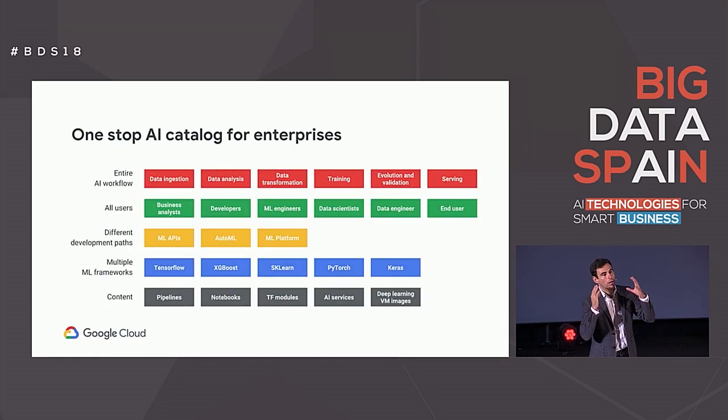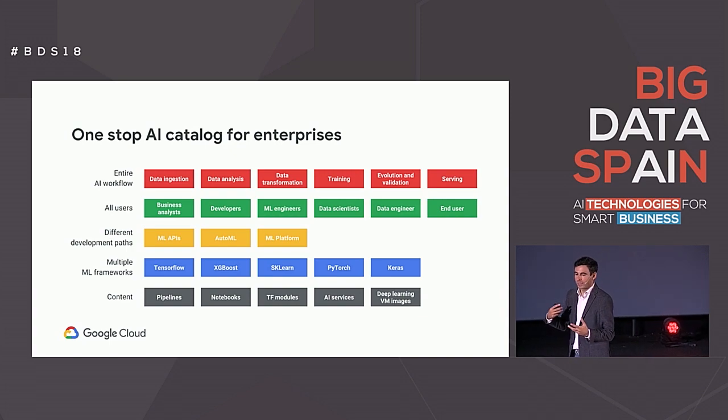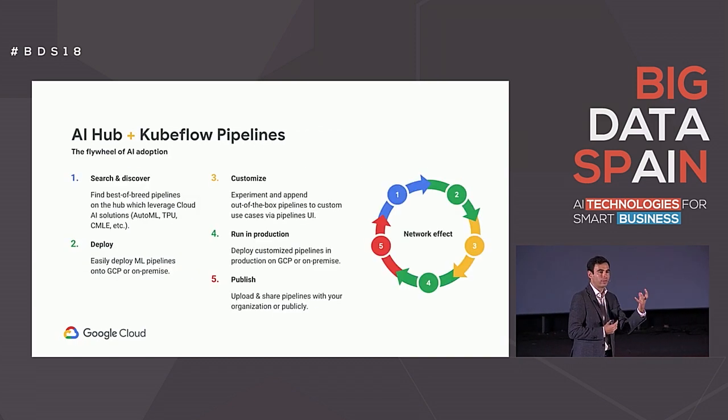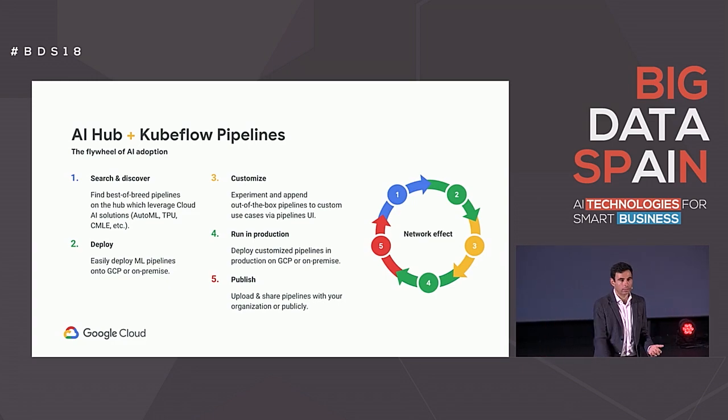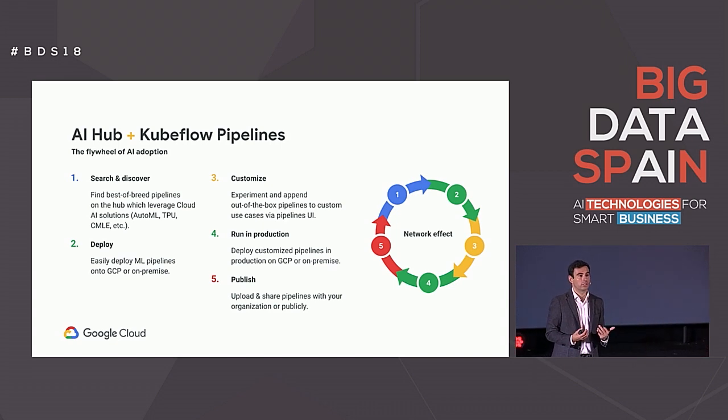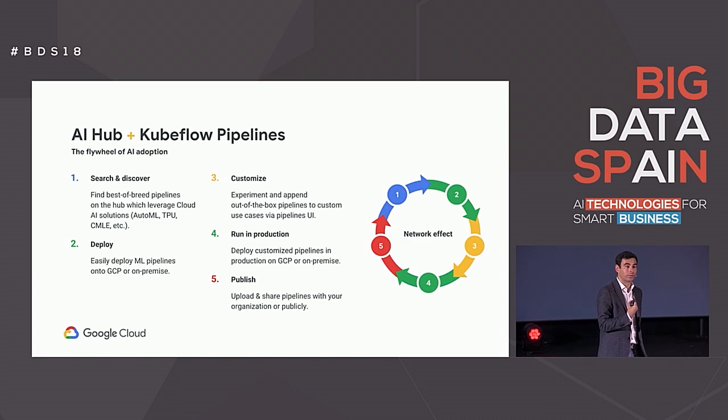That's the magic of offering a one-stop AI catalog for enterprises so they can work with the type of content that they're looking for, either pipelines or notebooks or TensorFlow modules or services for deep learning or whatever. Using the framework that you want to, it's not limited to TensorFlow, the same way that Kubeflow is not limited to TensorFlow. Using it for different parts of your organization, different development paths, across your entire AI workflow. So this is how you actually combine the power of sharing and the power of modularity and composability to have the greatest impact. And that's why you spin this flywheel and this virtuous circle of innovation in artificial intelligence in your company. And we know that because that's the way it's worked inside of Google.